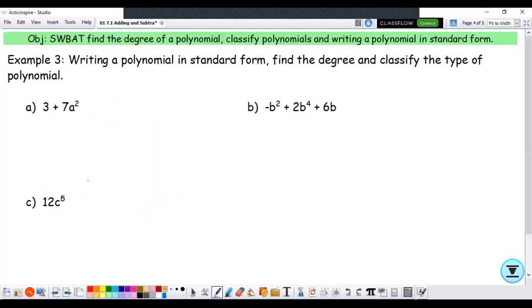And finally, we're going to practice writing in standard form, identifying the degree, and classifying the type. So standard form, write it with the largest exponent first. You have 7a squared plus 3. It has a degree of 2 because it has an exponent of 2 as its largest exponent. And then its type, it has 2 terms, so this is called a binomial.